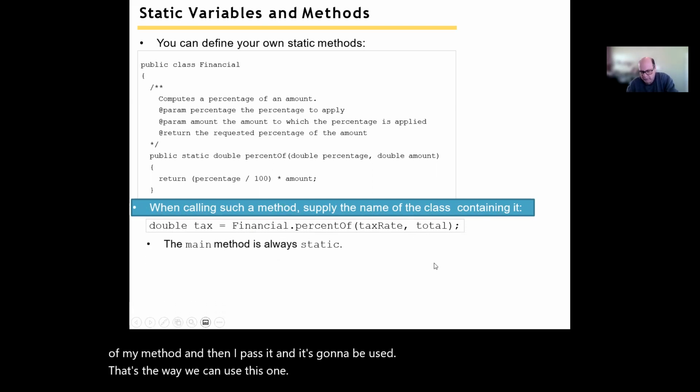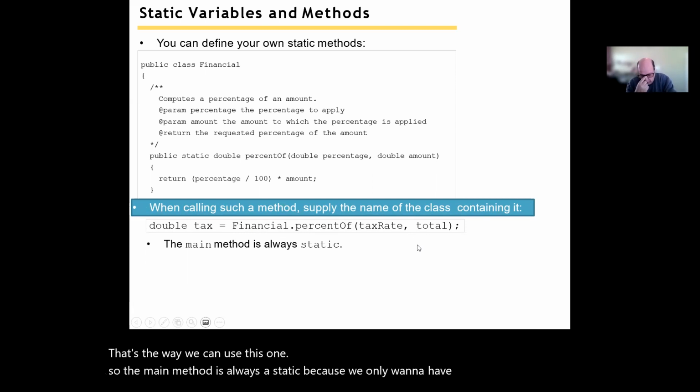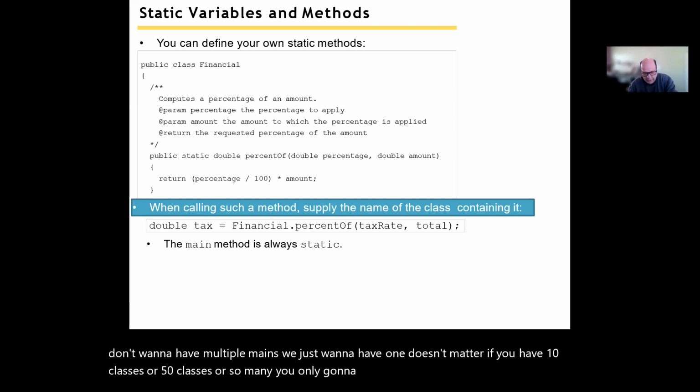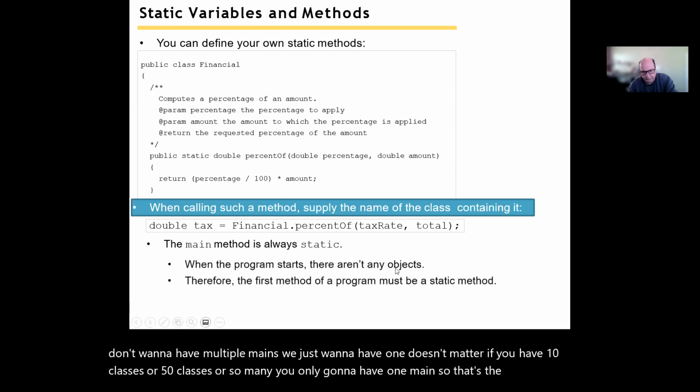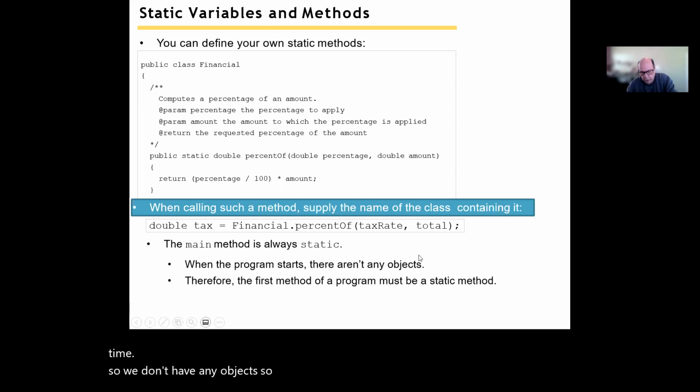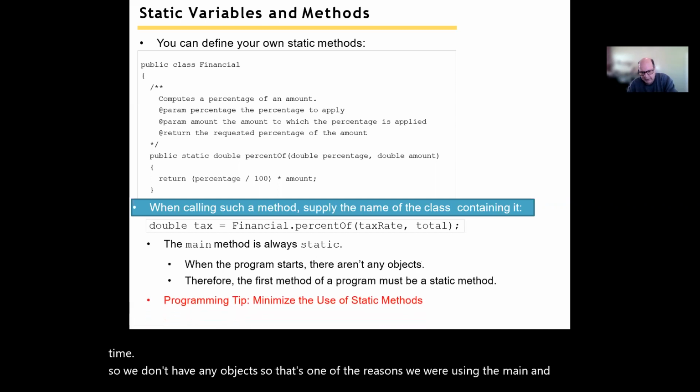The main method is always static, because we only want to have one main method. We don't want to have multiple mains. We just want to have one. It doesn't matter if you have 10 classes or 50 classes or so many, you're only going to have one main. So that's static all the time. We don't have any objects, so that's one of the reasons we are using the main. And the first method must be static.